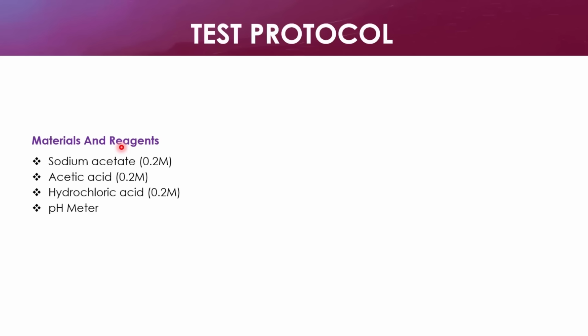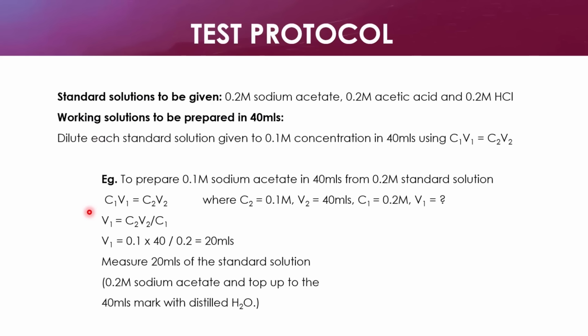So let's just look at an example. To prepare 0.1 molar sodium acetate in 40 ml from 0.2 molar standard solution, using the equation C1V1 equals C2V2, where C2 is given as 0.1 molar, V2 is the final volume, which is 40 ml, C1 is the initial concentration, which is 0.2 molar, and V1 is the volume of the stock solution needed to prepare the final concentration 0.1 molar in 40 ml.